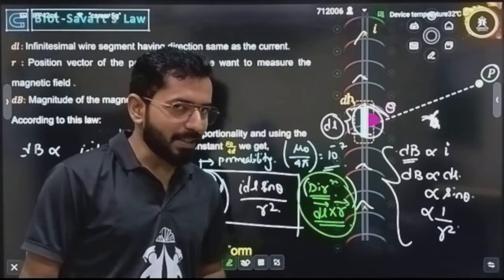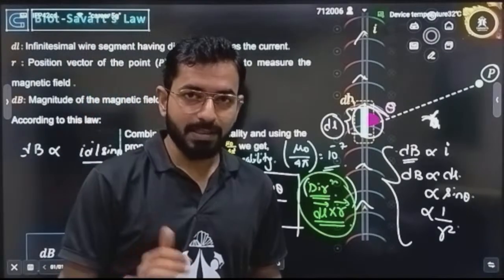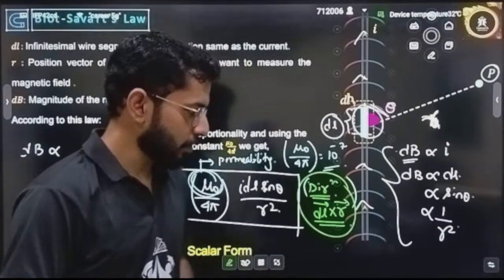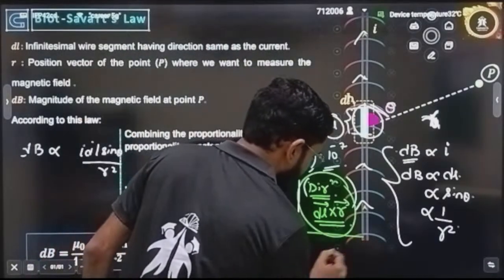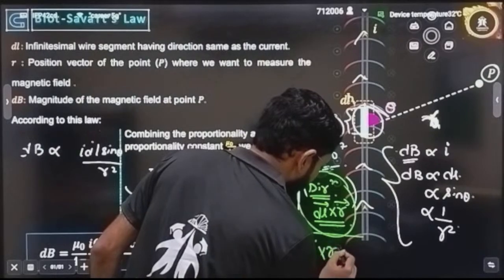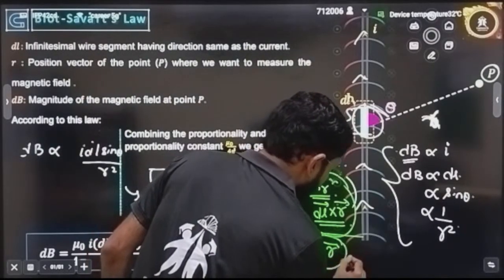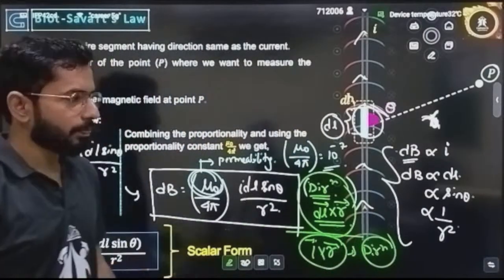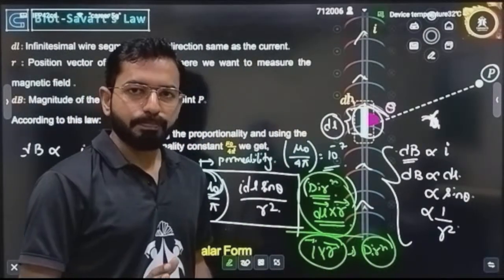But anyways, current is not a vector quantity, but still current has some direction, and I will suggest that you always take the direction of current. So what I am suggesting is you do I cross r, simple as that, for the direction purpose. Just trust me and try to do it. Now tell me how you do I cross r.